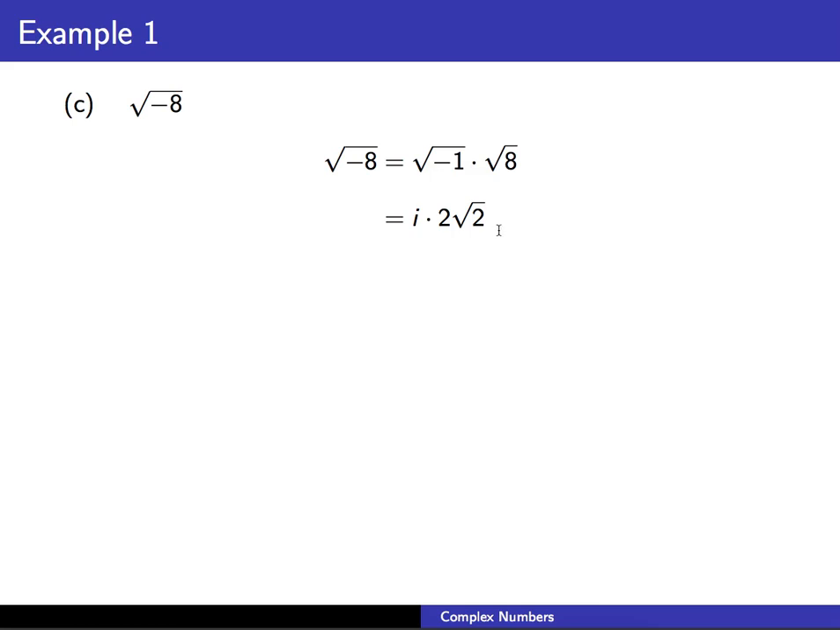Also, friendly reminder, I do have a video in the Desmos playlist for how to use the table feature in Desmos to simplify the square root of 8. So the square root of 8 is 2 times the square root of 2, and we still have the square root of negative 1, which is i. So we just write 2 times i times the square root of 2.